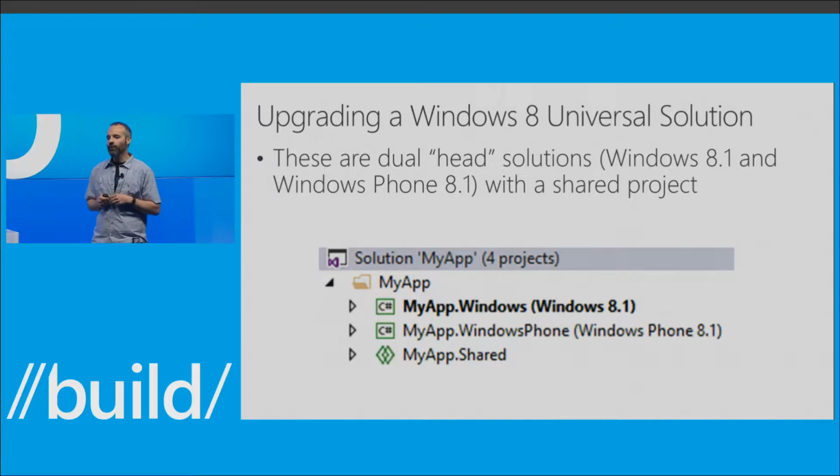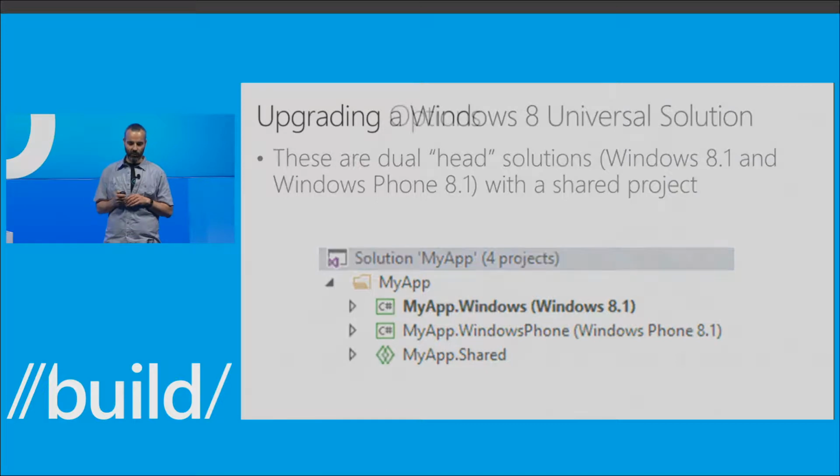Now, if you are upgrading from a Windows 8 Universal solution, it's a little more complicated, and there's more options available for you. We call these dual-headed solutions. What that means is there's a phone head or a phone app that gets generated, and there's also a Windows 8.1 app that gets generated. This generates two separate apps, and then you can put all your shared code in the shared. So you could have a lot of code in your shared or little. We've seen some apps, too, that vary and essentially are writing two different apps, one for the desktop and one for phone. And I'm going to show you how you can handle situations like that as well.